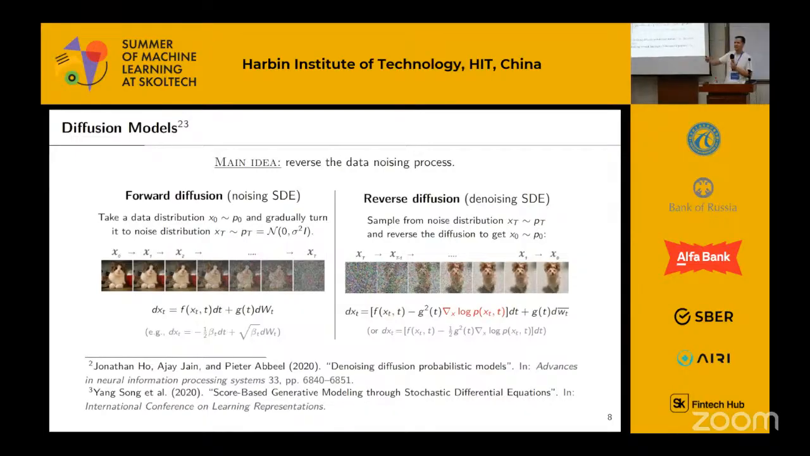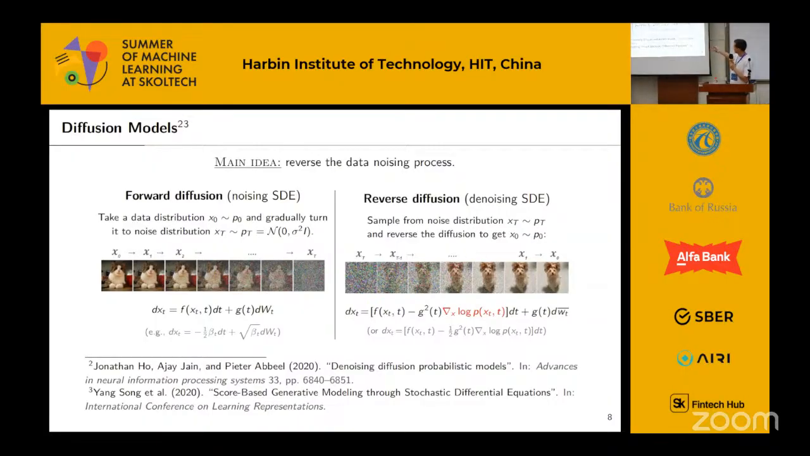So if we somehow manage to reconstruct this backward diffusion, then we can easily generate new data by just following this backward diffusion equation, starting from some random noise, so samples from some simple distribution, and then simulating the trajectories of this backward diffusion equation. So what is the difference between the backward diffusion equation and the forward diffusion equation, and how in practice is this equation reconstructed?